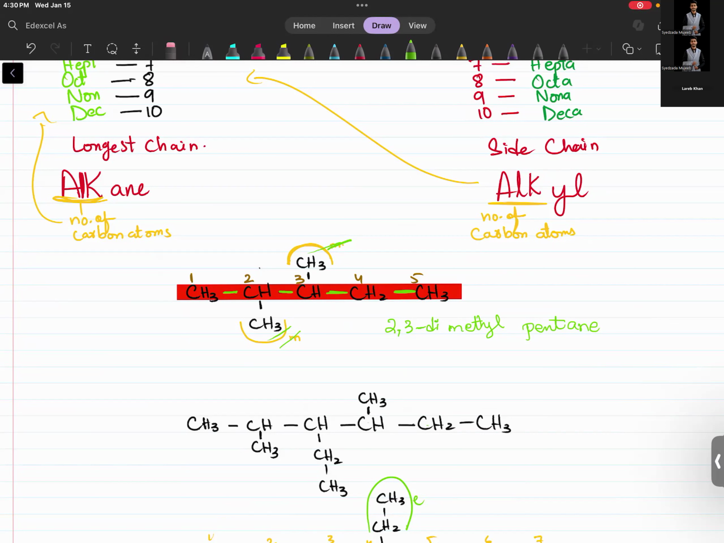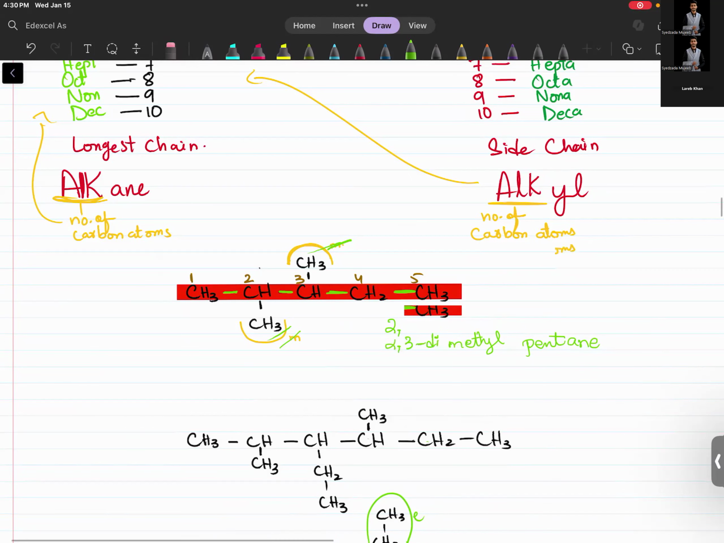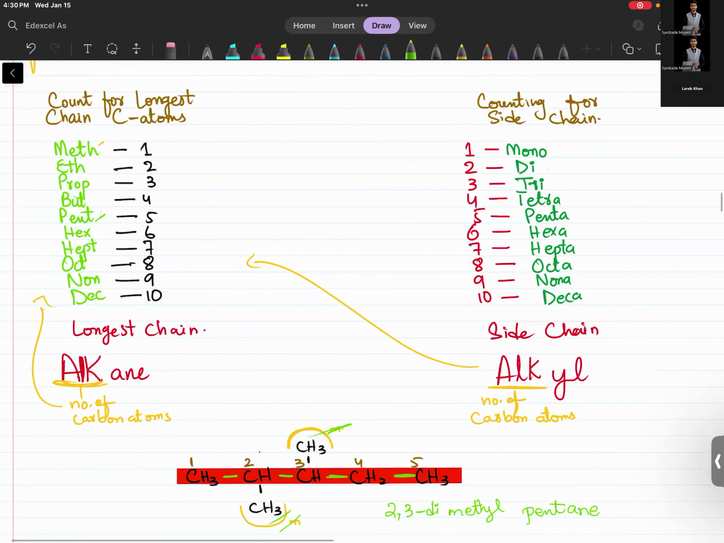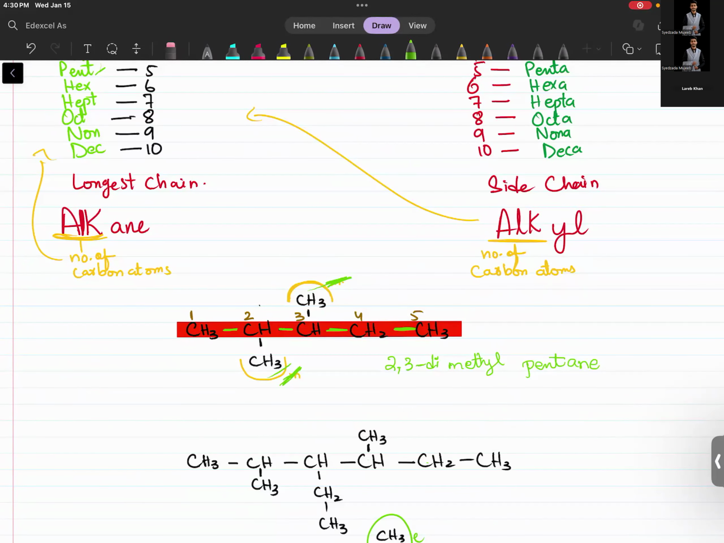Sir, why would we add di for the side chain? Di is basically the counting for the side chain. Now, how many side chains do we have here? The same two side chains, right? So I will be mentioning their names together. Di is telling me the two. Actually, it's like an address. When you order something online and they ask you the address, you will be very precise regarding your house, right? This floor, this building, this apartment, and everything. So this is basically the address of this molecule.